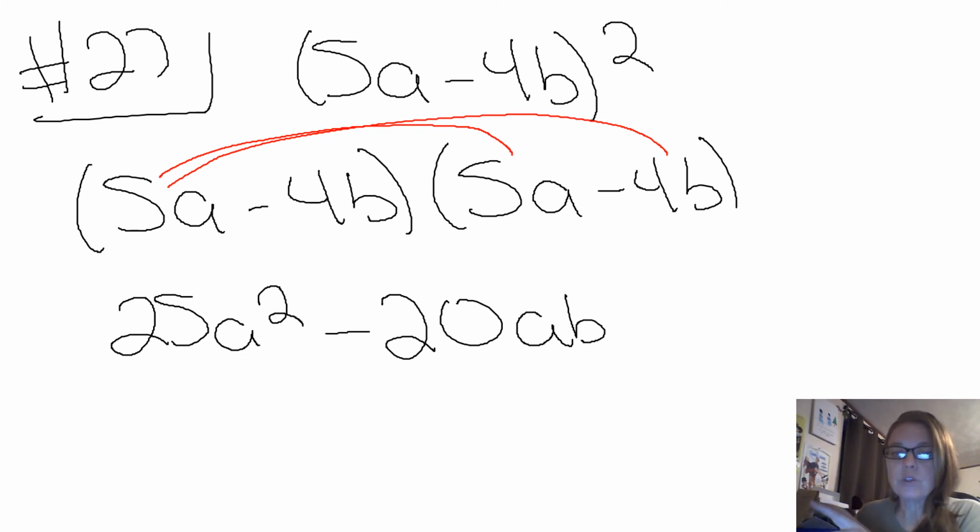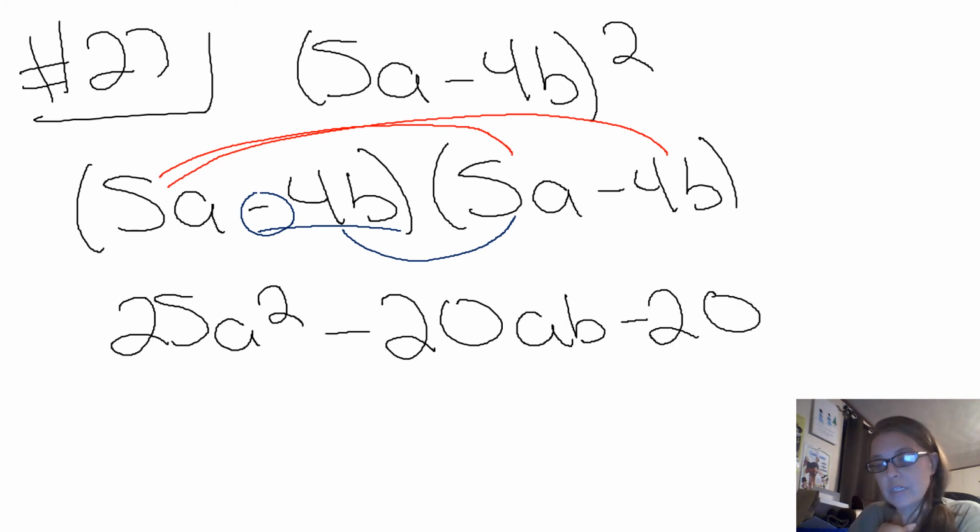And remember, I told you guys before, if you will draw these lines, you'll kind of know when you're done with that first term of the first set of parentheses. Now I have to do the same thing to my second set of information in my parentheses. This is negative 4b. Watch your signs. Negative 4b times 5a. Multiply coefficients, add exponents. Negative 4 times 5 is negative 20.